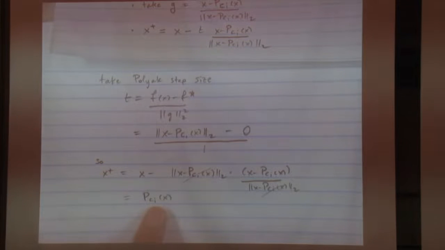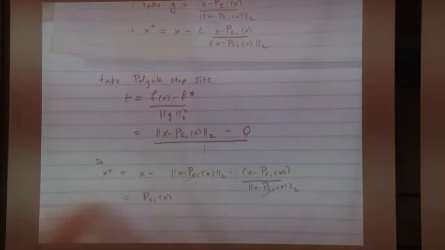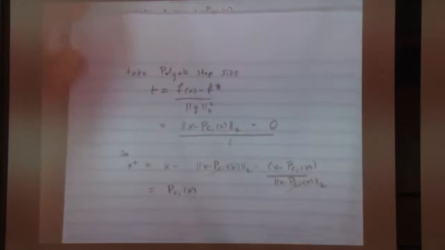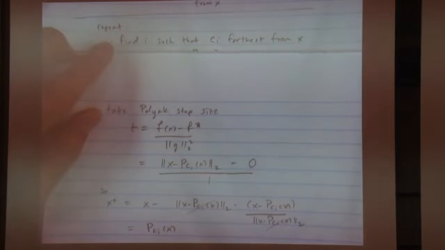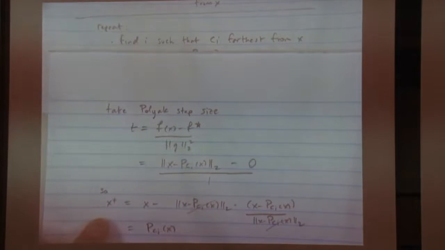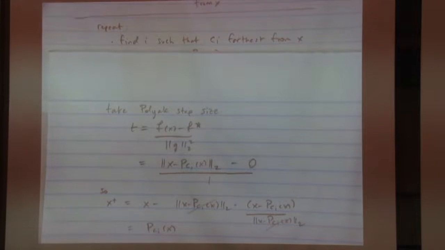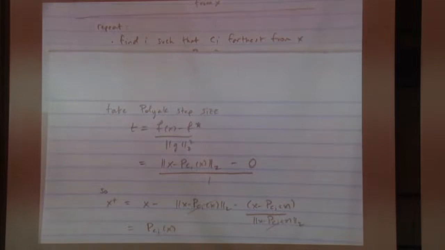This is actually a really natural algorithm. What is it telling us? So let's just go back to that first step. Find i such that Ci is farthest from x. What does my next update look like? It's just given by projecting x onto Ci. So I'm just finding the farthest set from x, projecting onto that set. The next step, I find the farthest set from x, I project onto that set. I find the farthest set from x, I project on that set, etc.